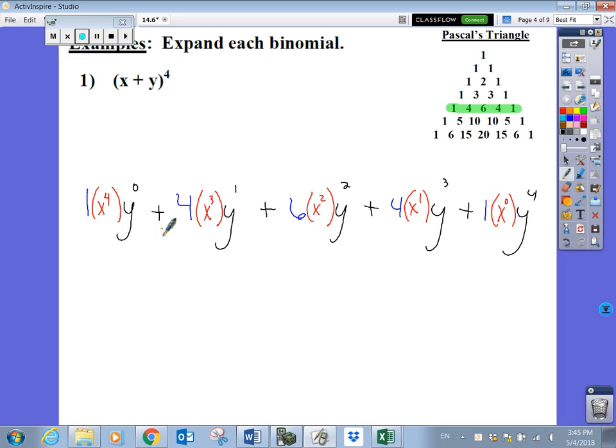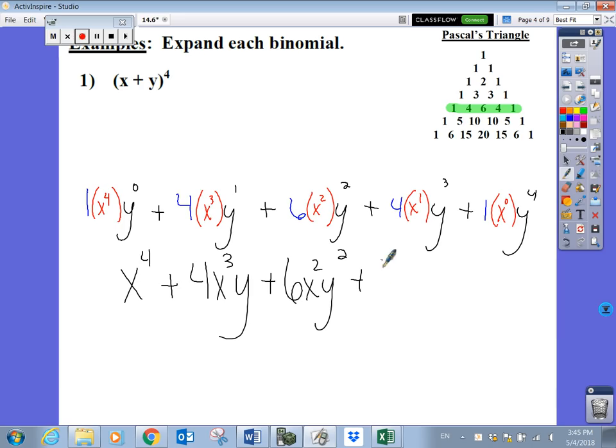So 1x to the 4th times y to the 0 gives us x to the 4th plus 4x to the 3rd y to the 1st, just y, plus 6x squared y squared plus 4xy cubed plus 1, anything to the 0 power is 1, so plus y to the 4th. And there is your binomial expanded.